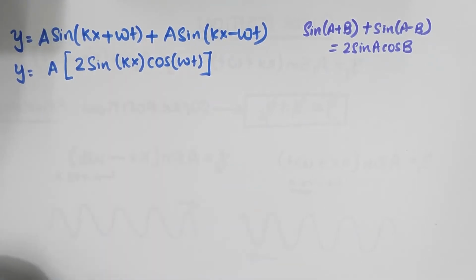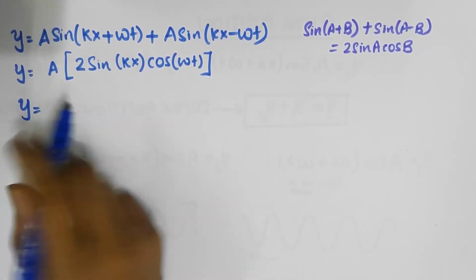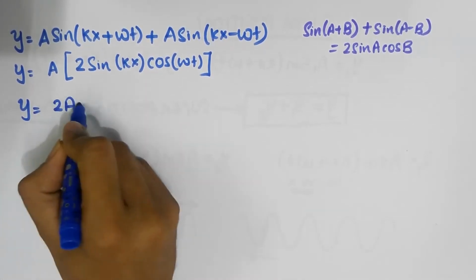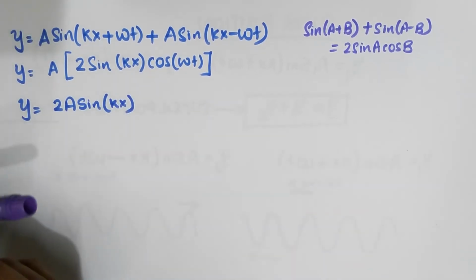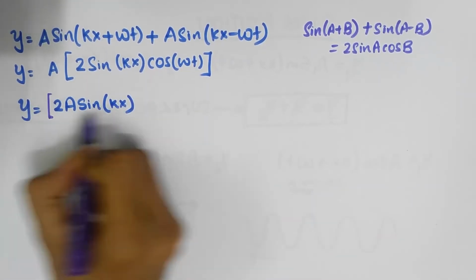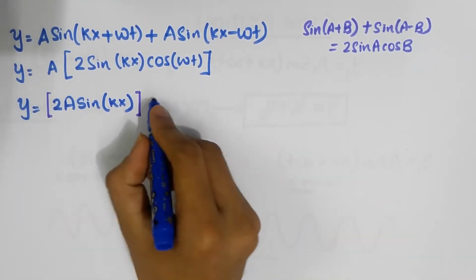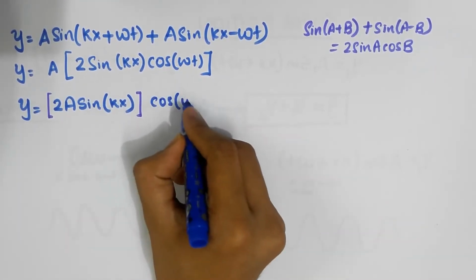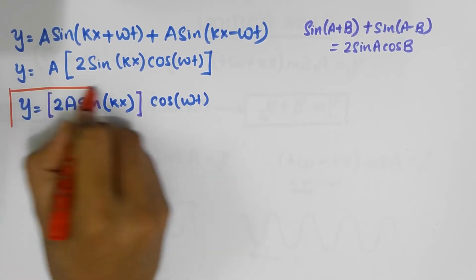Okay? And I can refine this a little bit. We can call this 2a sine kx. I'm going to put that inside the bracket, and outside I'm going to write cos omega t, and that's what the resulting wave looks like. So let me put a box around it. This is the resulting wave.